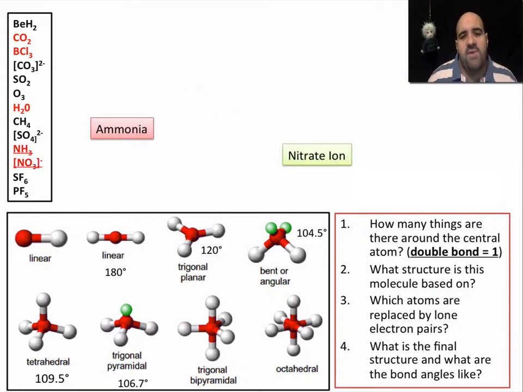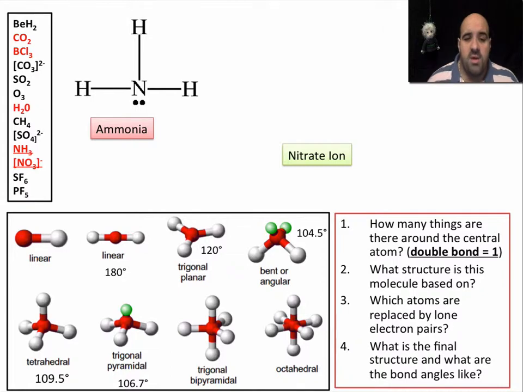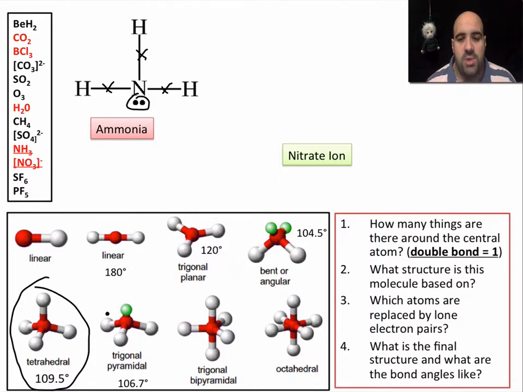And let's look at ammonia versus nitrate. I think I usually give you a test question of some form on this. Ammonia is NH3. This is how we draw the Lewis structure for ammonia. So how many things are there around the central atom? We have 1, 2, 3, 4 things around the central atom. That lone electron pair counts as 1. So nitrogen is surrounded by 4 things. What structure is it based on? It's based on tetrahedral.